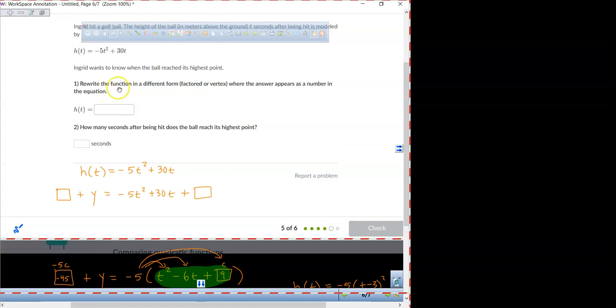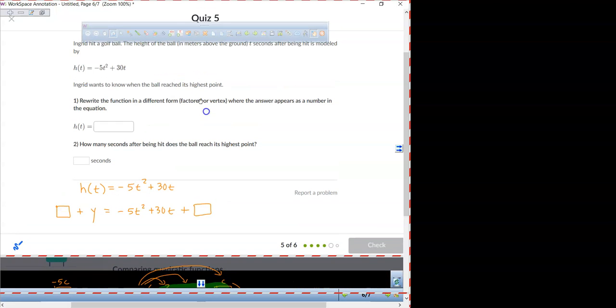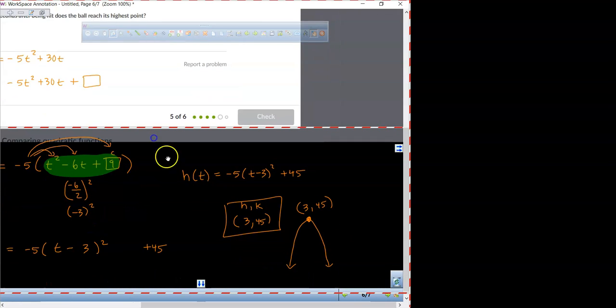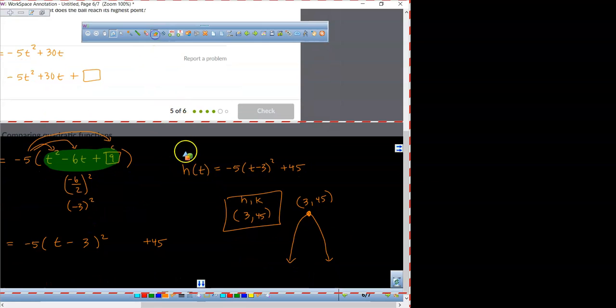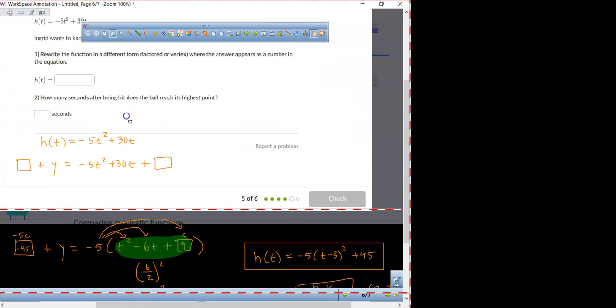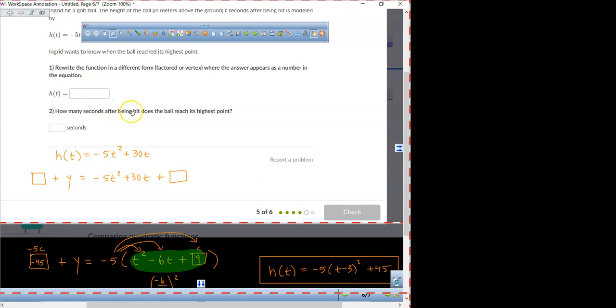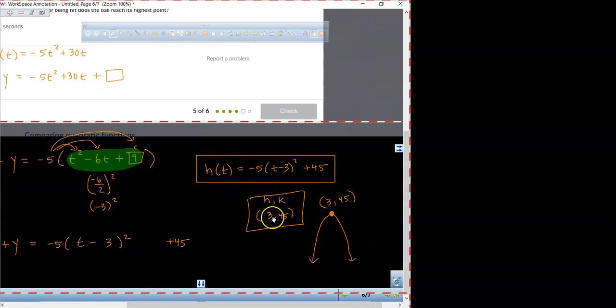All right, but we have to rewrite the function from standard to vertex form. We're going to write it in vertex form because we're going from standard form, and it says where it's going to reach the maximum height. So I'm going to write down my answer right here, which is in vertex form. And over here, it says how many seconds after being hit does the ball reach its highest point? Well, that's that number 3. After 3 seconds, it reaches a maximum height of 45.